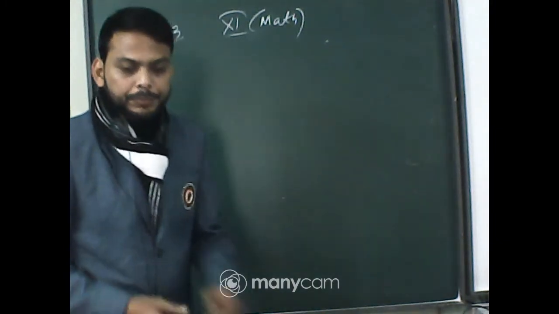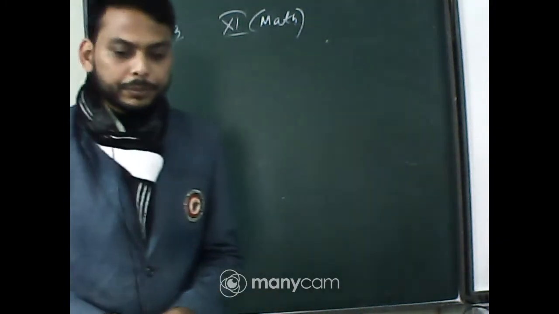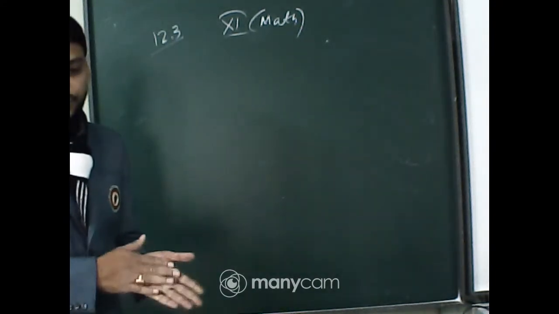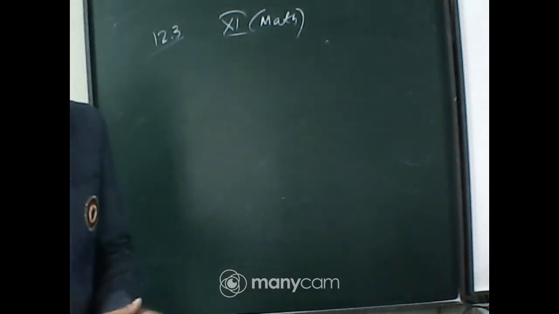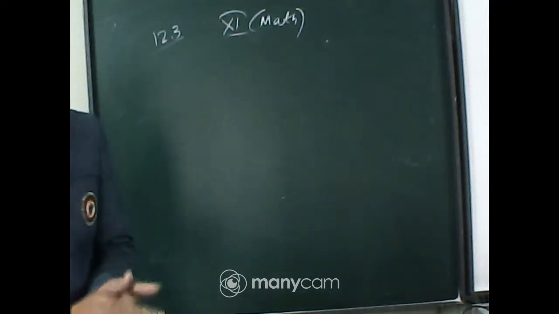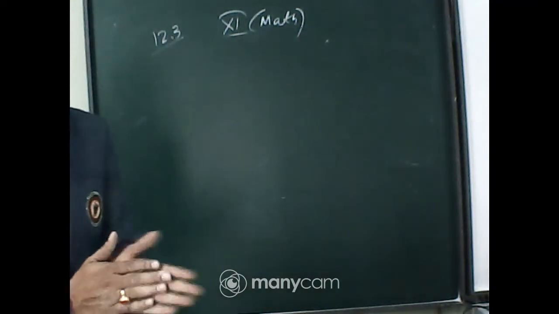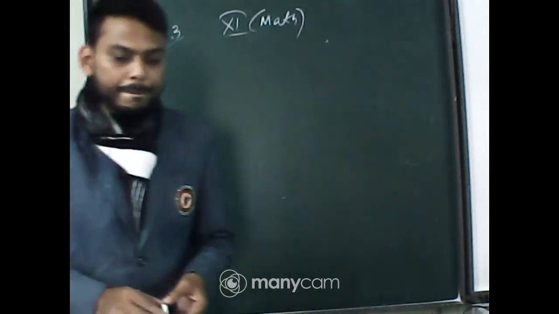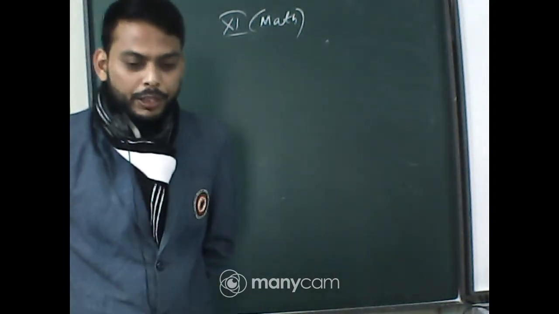Is it done? I am waiting. Question number 4, I am waiting, Swastika and Bhavya. Using the section formula, show that the points A, B, C are collinear. Do it first, I am waiting.